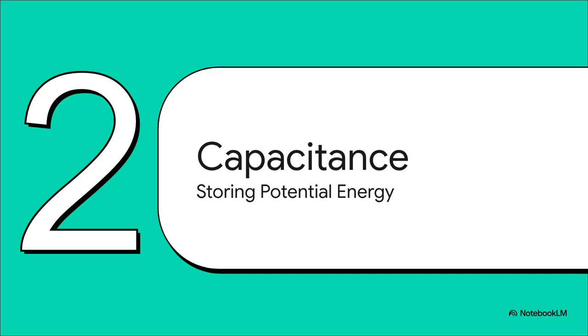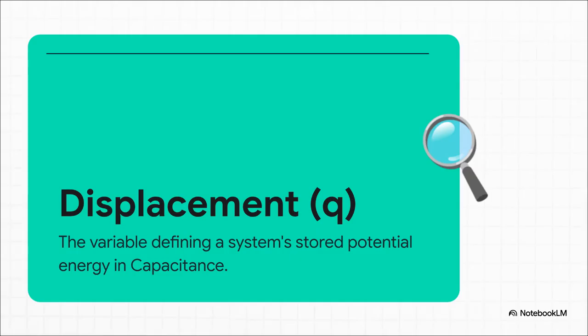Moving right along, we arrive at section 2, capacitance, and the storage of potential energy. What's genuinely interesting about this is the specific variable we use to define this state. It's Q, or displacement. When we talk about capacitance, we aren't just talking about electrical circuits, even though that's where the word is most famously used. In a broader physical sense, capacitance fundamentally works by storing energy as some form of physical or electrical displacement. Basically, you're displacing something from its resting state, and by doing so, you're banking potential energy. It's kind of like pulling back a slingshot. That variable, Q, is the exact measure of how much potential energy is sitting there in that C locker, completely ready to snap back into action.